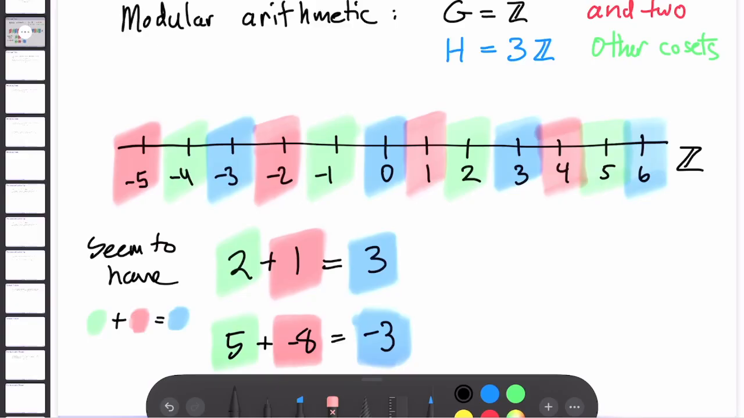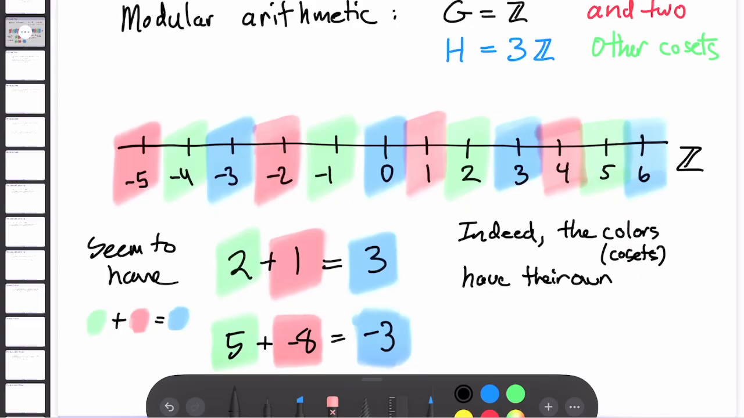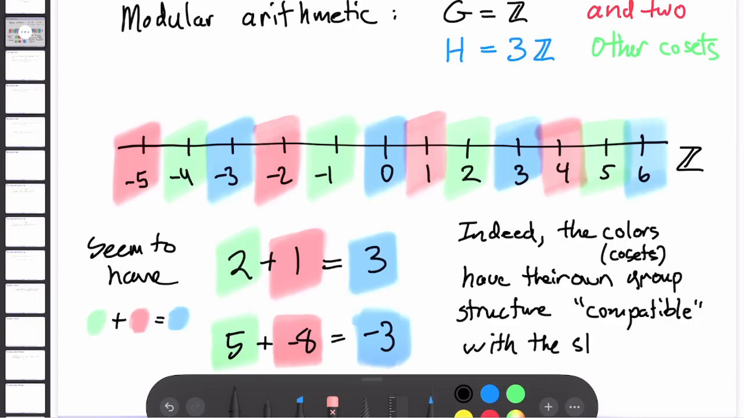So we could indeed color the... when I say colors, of course, I mean cosets. They have their own group structure that's compatible with the structure on Z.